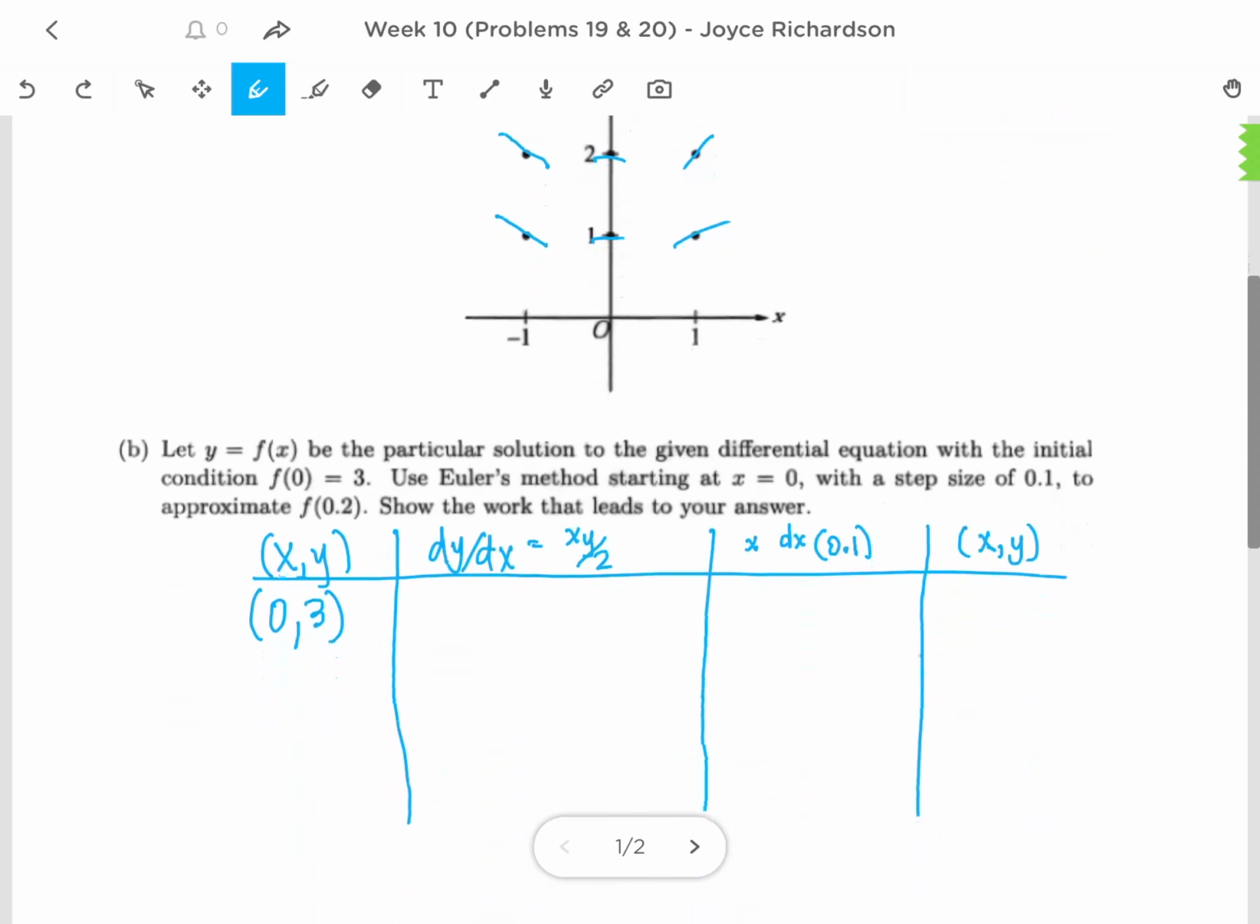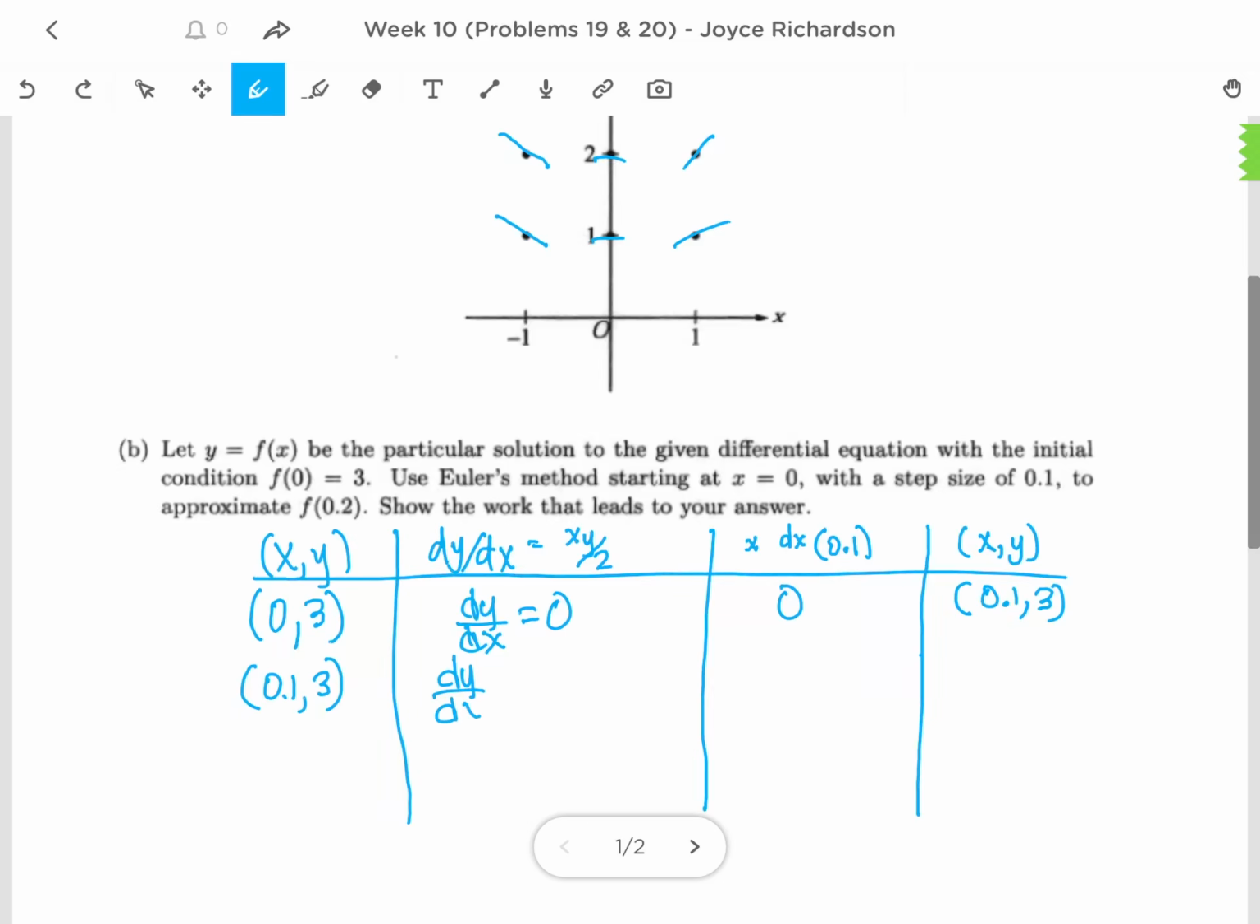For part B, you're doing Euler's method. If I calculate dy/dx given (0, 3), the point that I'm starting at, my dy/dx is going to be 0, and 0 times that dx is still going to be 0. So my next point is going to be (0.1, 3). There's no change in your y value. So we'll start that and go with (0.1, 3).